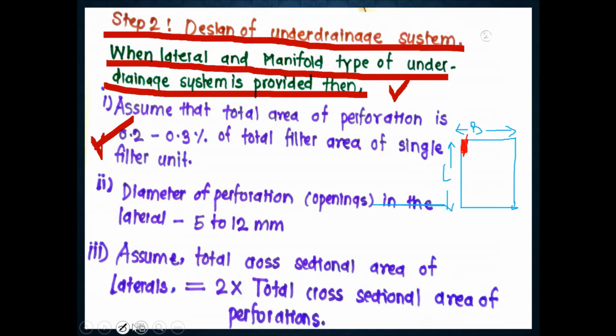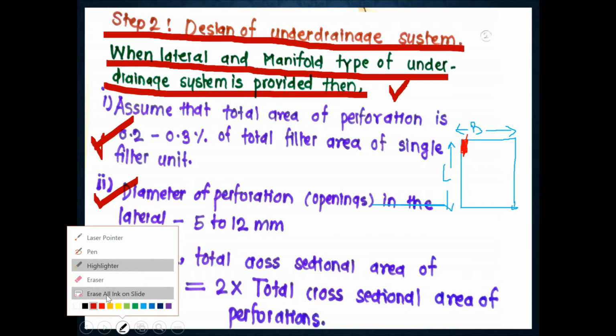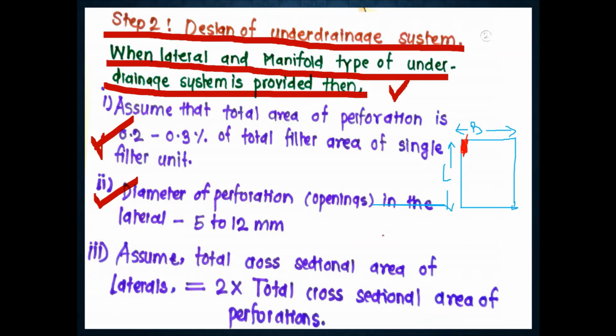Okay, first important assumption done. Now we will move towards the second assumption, that is the diameter of perforations or openings in the laterals is 5 mm to 12 mm. Suppose this is the lateral pipe, and the perforations 1, 2, 3, 4 which we will provide on the lateral pipe, their diameter we have to assume as 5 mm to 12 mm.